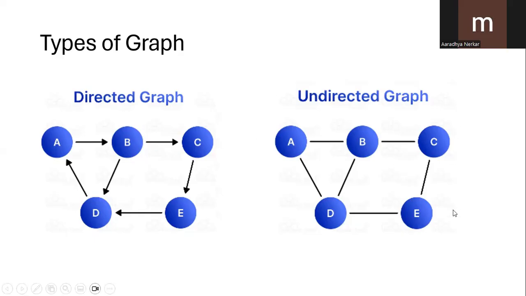Now, in an undirected graph, edges have no direction, indicating a two-way relationship between vertices. Think of a Facebook friendship where if Aradhya is a friend of Vedant, then Vedant is also a friend of Aradhya. The edge goes both ways.